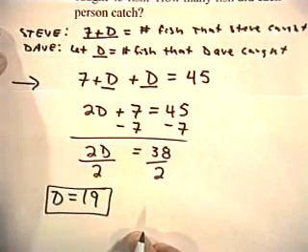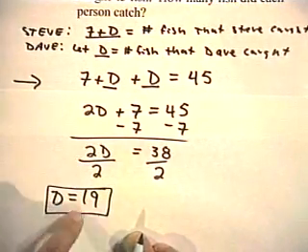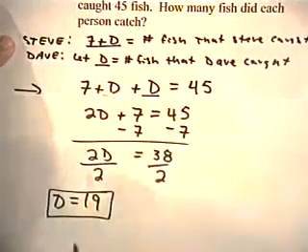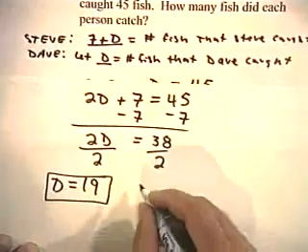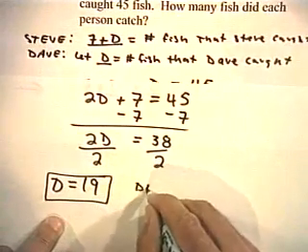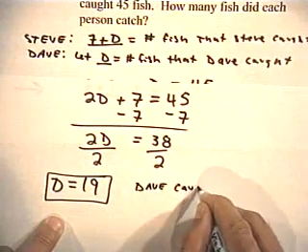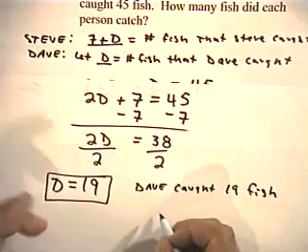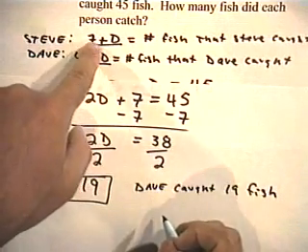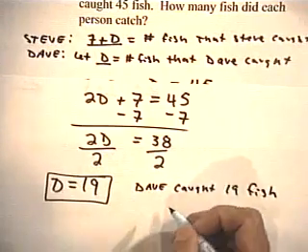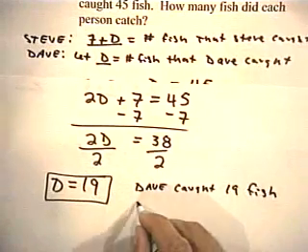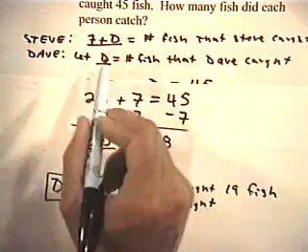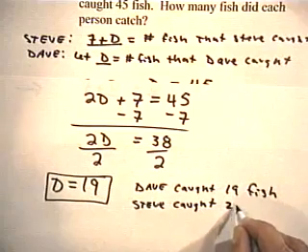Now I have to ask myself, am I done with the problem? What does D represent? I wrote it down here. D represented the number of fish that Dave caught. So Dave caught 19 fish. How many fish did Steve catch? Steve caught 7 plus D, and D was 19. So Steve caught 19 plus 7, or 26 fish.